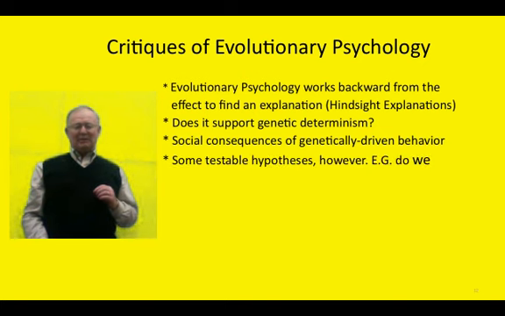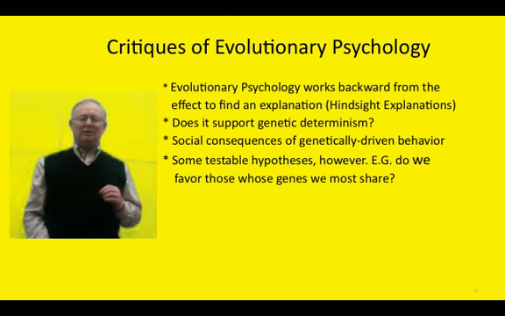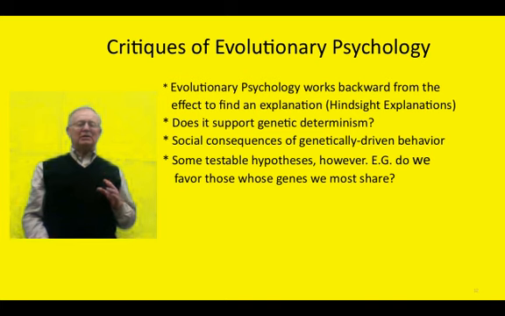Some testable hypotheses, however, we do have. For example, do we favor those whose genes we most share? You can do some pretty good studies about how people are willing to give to close relatives versus distant relatives, to sacrifice themselves in order to protect others. All of these are somewhat testable hypotheses, and in fact have been tested, and have been shown to have some merit.